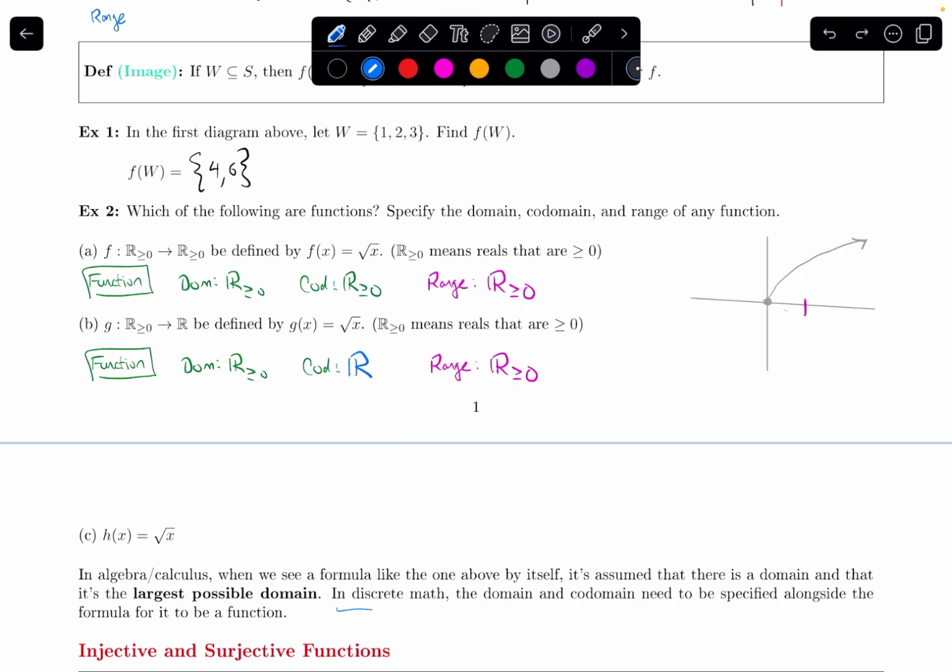But now in discrete math, the domain and the codomain have to be specified alongside a formula for it to actually be a function. And there's no specified domain and codomain here, so as a result, for our purposes, this is not a function. So going forward, anytime I see a formula, for it to be a function, the domain and codomain have to be specified.